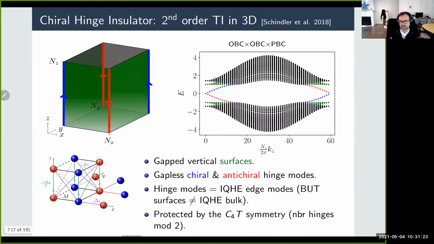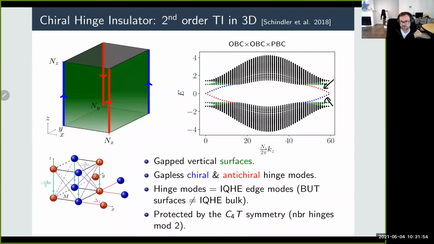But now imagine that I have OBC both in the x and the y direction. Then if you look at the energy spectrum, you have the 2 chiral modes in red and blue that correspond to the 4 chiral hinges that you have going along the z direction. So these hinge modes are like the chiral mode that you have for the integer quantum Hall effect, but the surfaces are not identical to the integer quantum Hall effect.